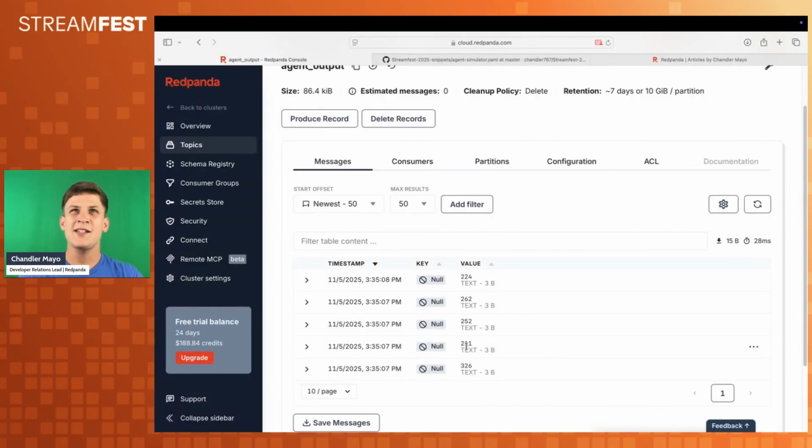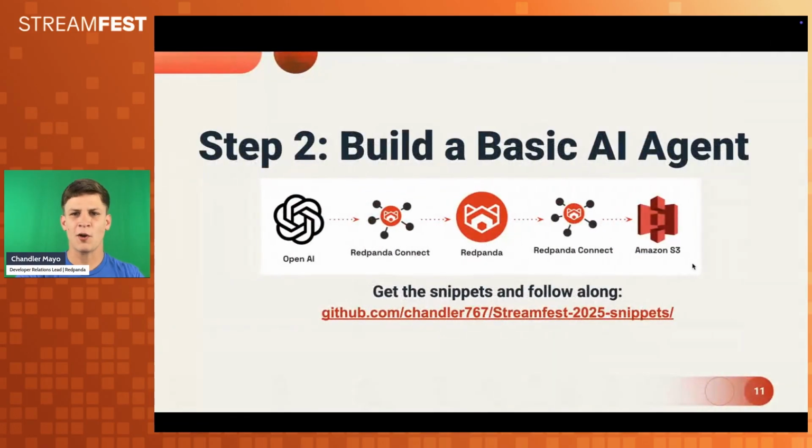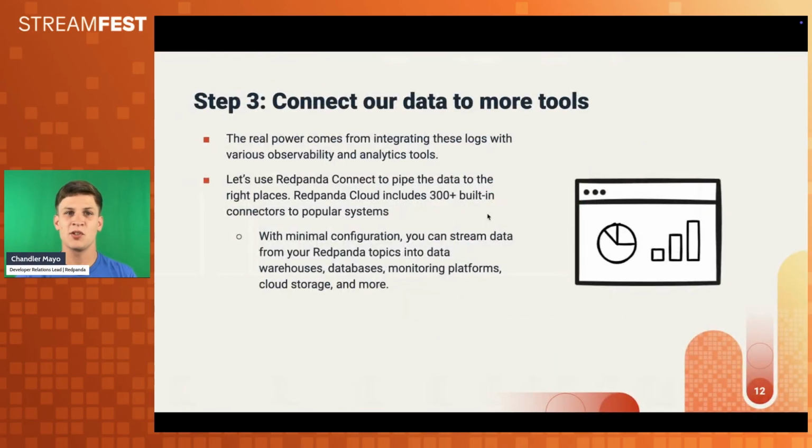But I need to store all this logging data for later. Maybe I'm going to visualize it. Maybe I just want to store it. I'm not sure. So step 3 is we want to connect this data to more tools, because this is where the real power is going to come in. It's by integrating these logs with various observability and analytics tools. So we're going to use Redpanda Connect to pipe that data into the right places. So again, Redpanda Connect includes 300 different built-in connectors to lots of different popular systems, and it only takes a little bit of configuration to do this, as you're about to see. And you can stream that data from your Redpanda topics to anywhere, really.